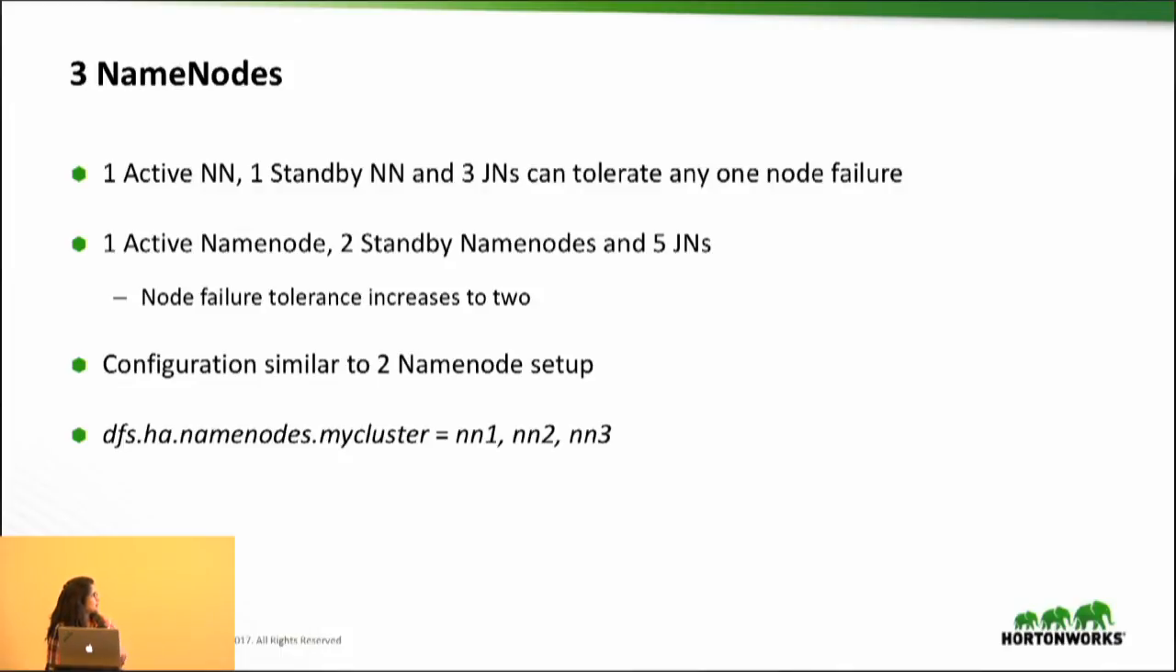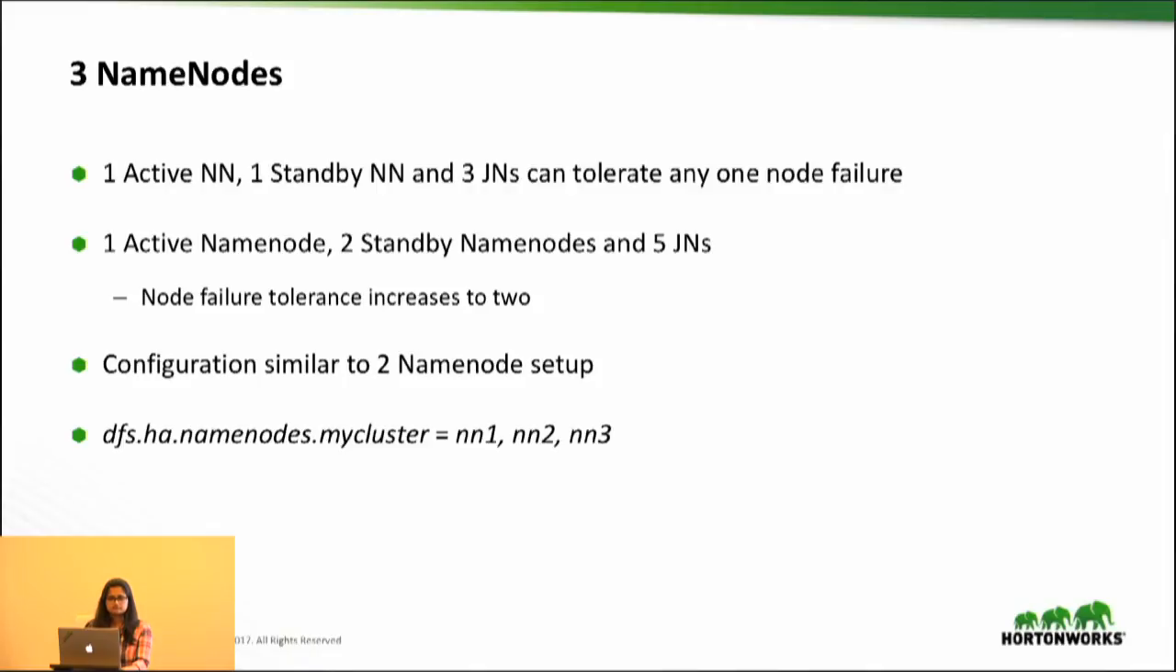The DFS HA name nodes config key would have one more extra name node. We would also have to set up configs such as RPC address and HTTP addresses for the third name node, as we would do for the other 2 name nodes in the cluster.